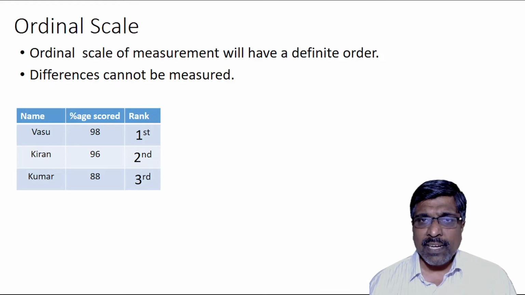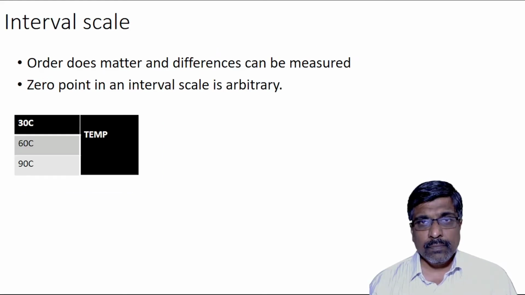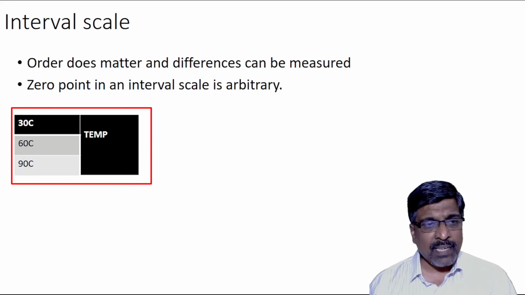So then we can go to the next scale of measurement, which is called as an interval scale of measurement. So in interval scale, order does matter and differences can be measured. And one more important point in an interval scale is that the 0 point is arbitrary. So let's understand this with an example. I have taken certain observations here, maybe the temperatures recorded. So I have got 3 temperatures recorded, 30 degrees, 60 degrees and 90 degrees. So 60 degrees and 30 degrees, if you find, is a difference of 30 degrees. And if you say 90 degrees and 60 degrees, again there is a difference of 30 degrees.